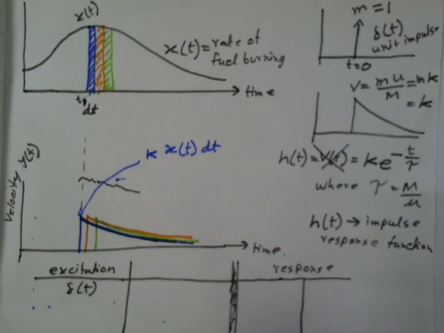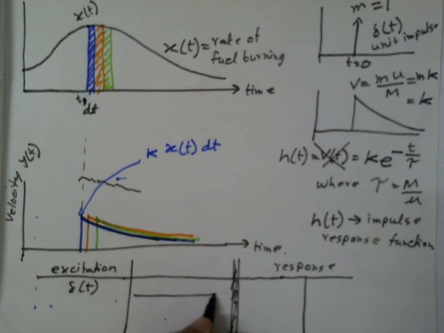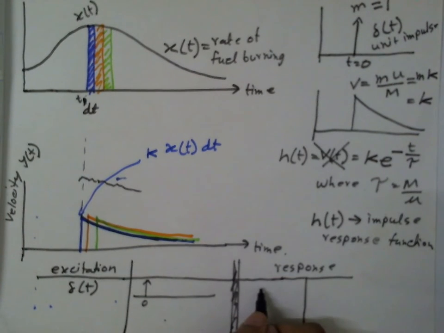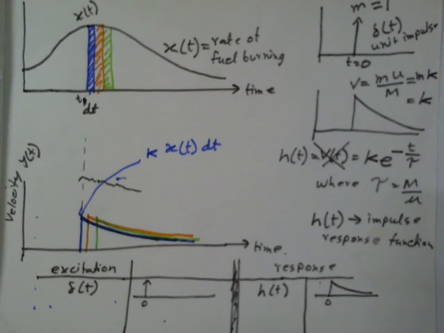When delta t is the excitation, so that means at t equal to 0, one amount of gas is burned. The response is h t, which is like this. This is t equal to 0 and then an exponential function.